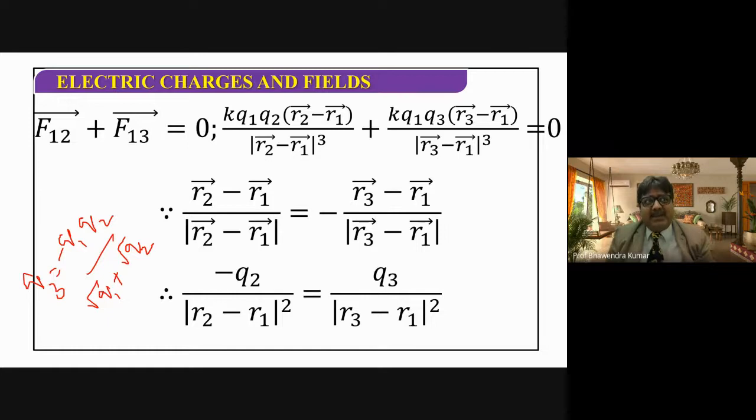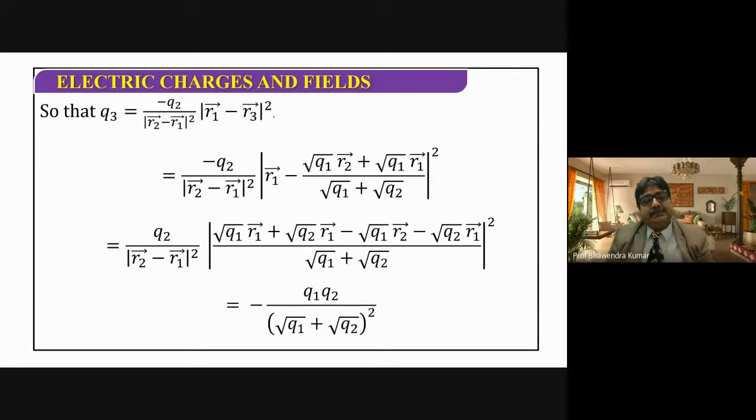Now think dimensionally, you are wrong here. In the numerator I have Coulomb square, right? Charge into charge. The denominator should be the whole square. Yes, that is the answer. Very good.